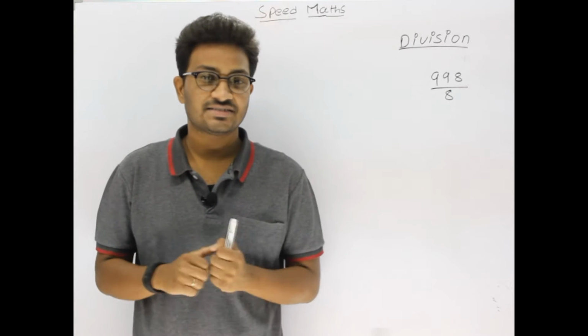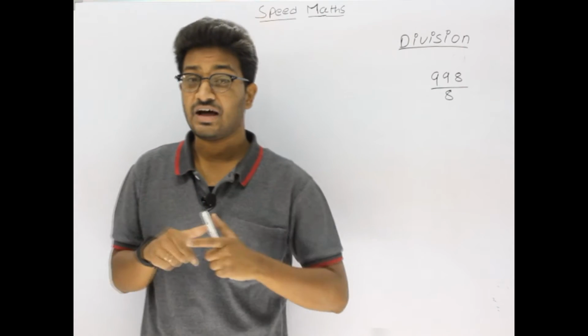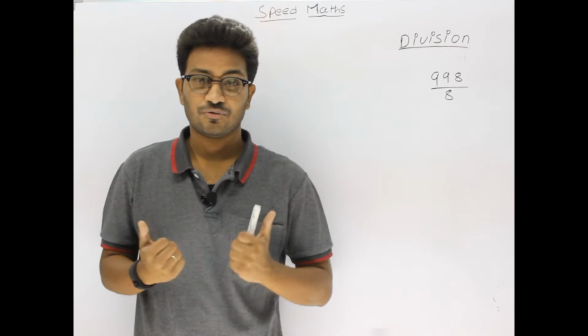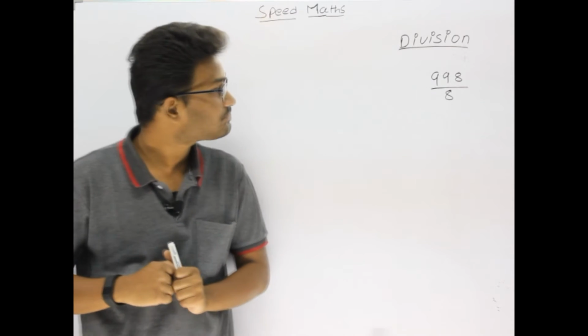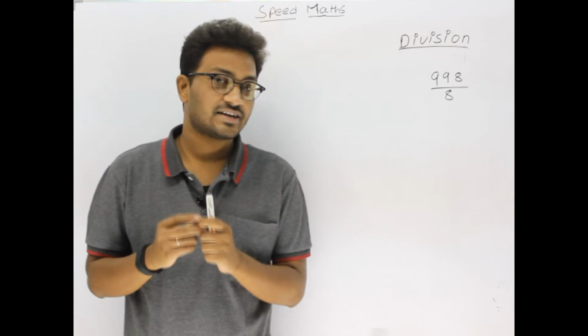So we are done with addition, subtractions and multiplications, and now it's time for division. So without any delay, let's get started. Here we have to divide 998 by 8.